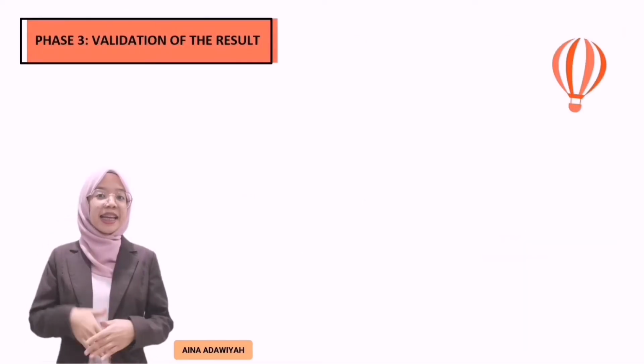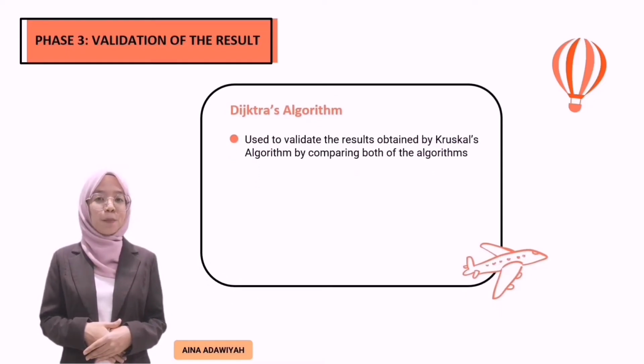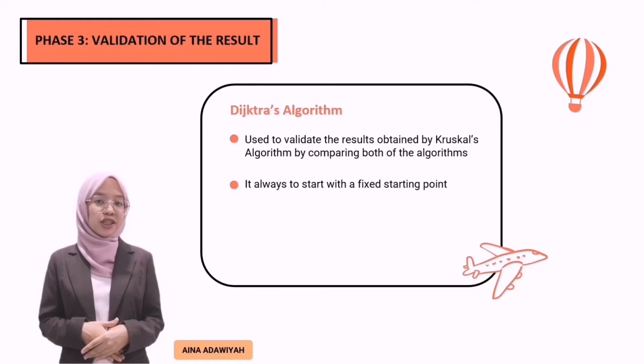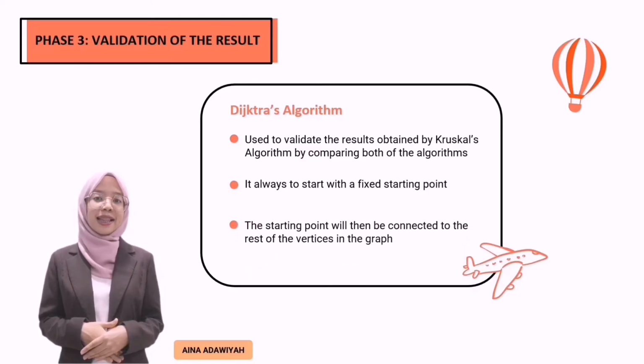Next, phase 3. In this phase, Dijkstra's algorithm was used to validate the result obtained from Kruskal by comparing both of the algorithms. In operating Dijkstra, it always starts with a fixed starting point. Next, the starting point will then be connected to the rest of the vertices in the graph.